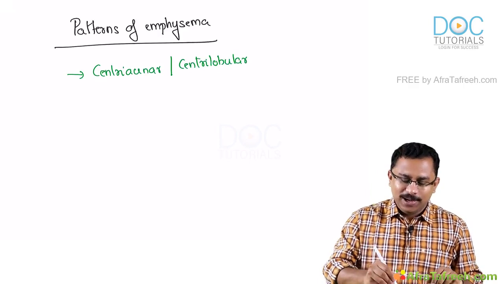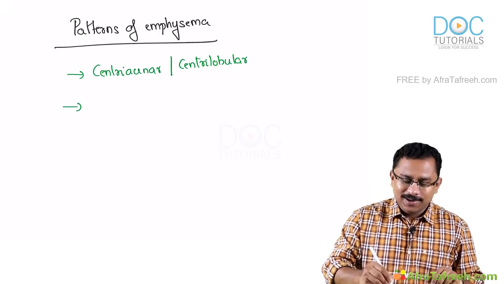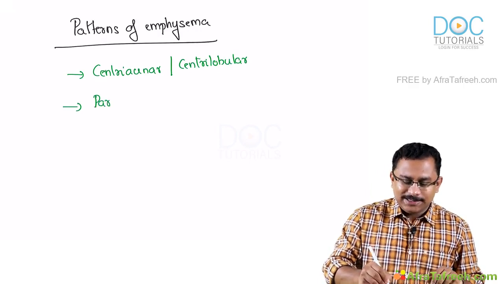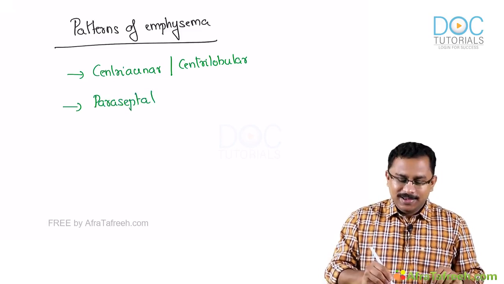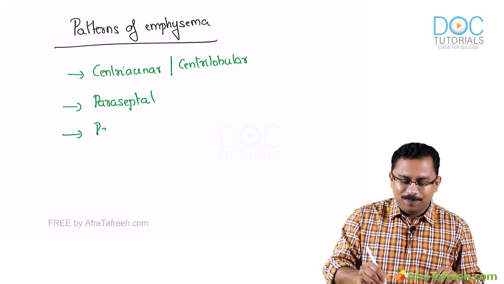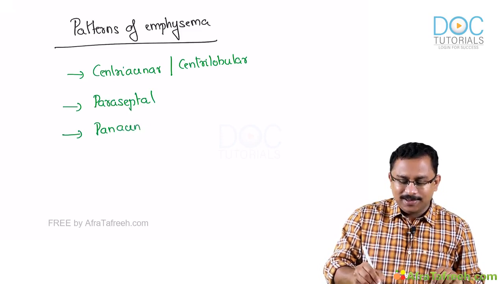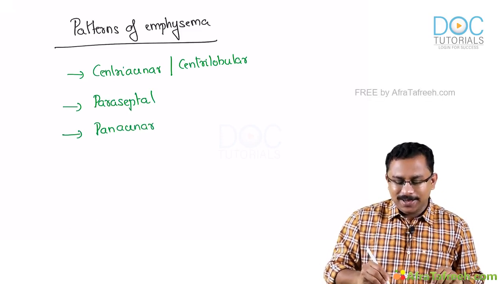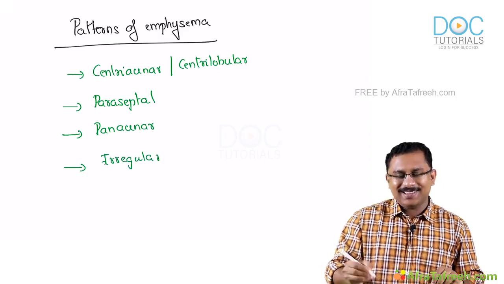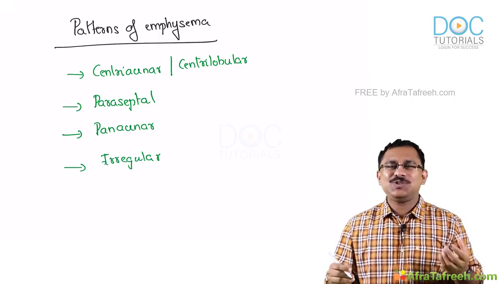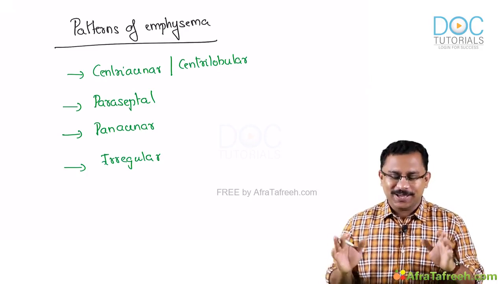Centri-acinar or centri-lobular. Then you have a paraseptal region, paraseptal. Then you have a pan-acinar pattern, and then there is an irregular pattern. Okay. Now, what are these individual patterns is what we are going to see.